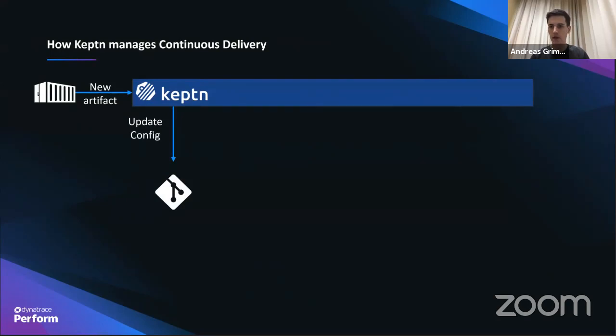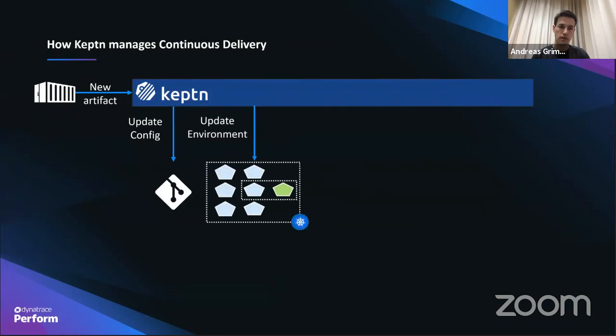As first step, we update the respective configuration. In your case, you have a Kubernetes deployment in the background, and here we are setting the new image, and then this new deployment will be stored in the Git repo. Then Keptn sends out an event which says, hey, please update the environment so that it now uses the new image. Here you can see that we are replacing one service with a blue-green deployment. So we still have two versions.